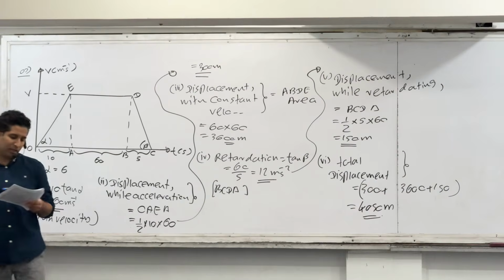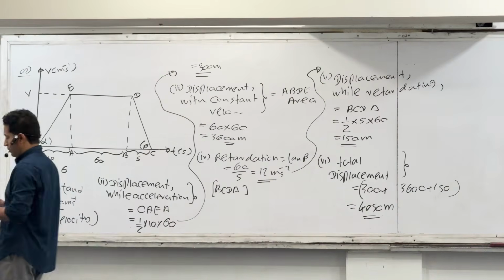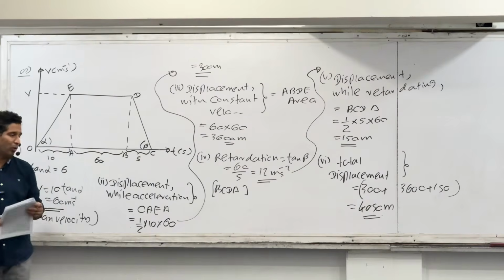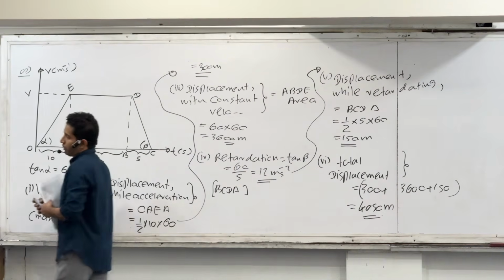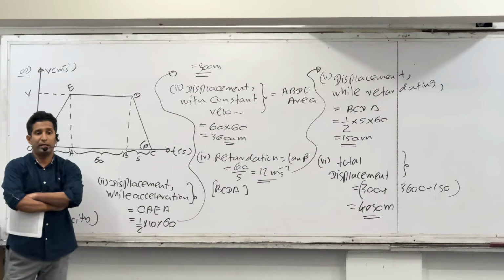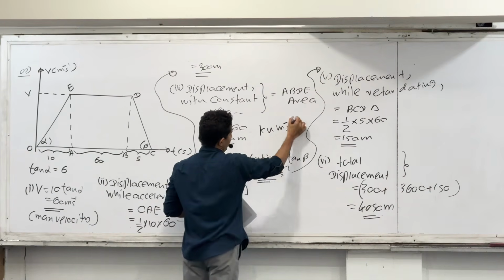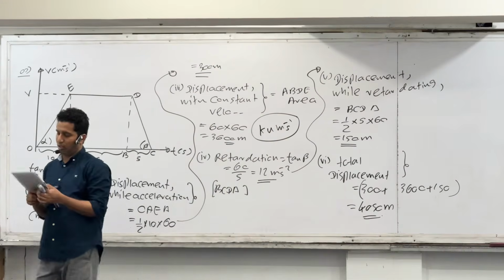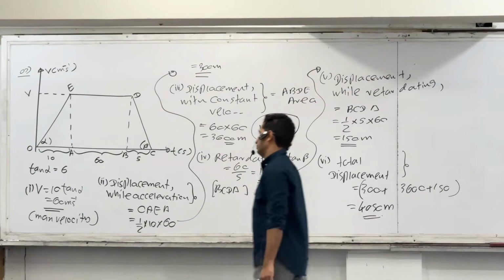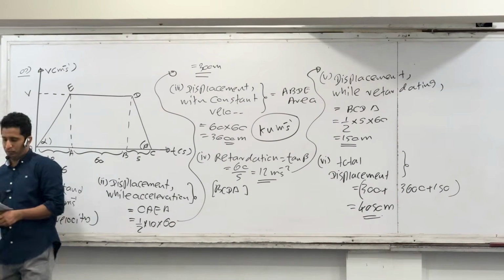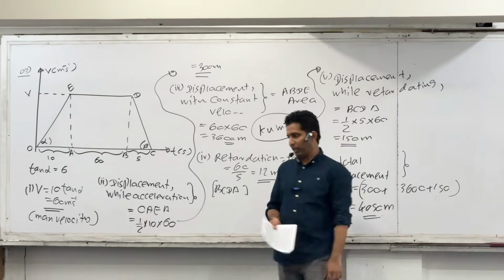Question number 8. A particle starts from a point O with an initial velocity of ku m s^-1 and moves with constant acceleration of a m s^-2.